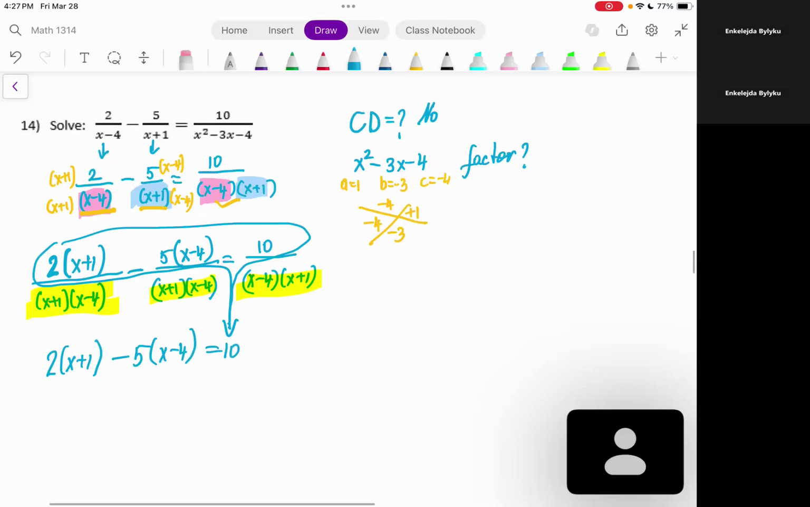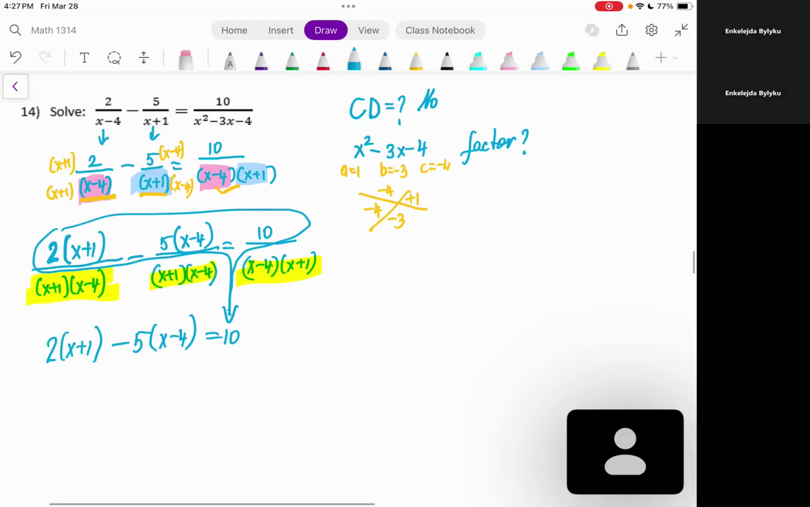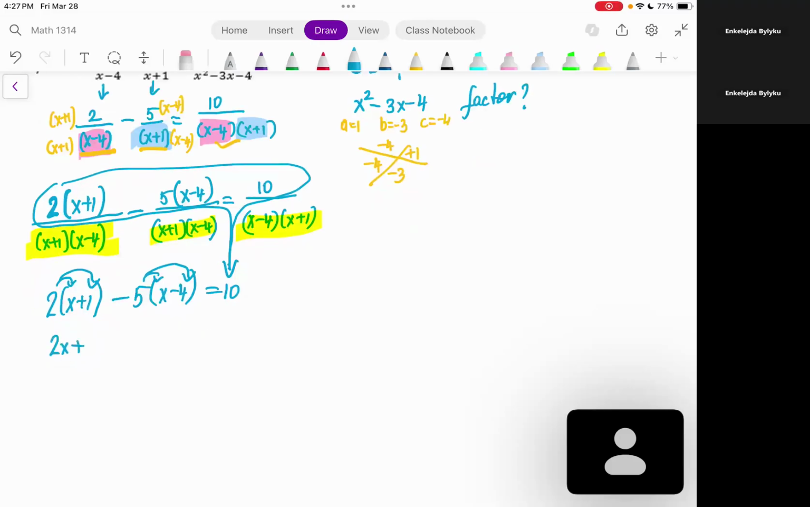Still not a simple equation to solve, but compared to the first one, less intimidating, right? Now I'm just going to solve this as I usually solve equations. Lucky us, this is a linear equation. So first I'm going to use distribution to get rid of the parentheses. We get 2x plus 2 minus 5x plus 20 equals 10. I am going to combine like terms. I see 2x and negative 5x. That's negative 3x. I also see 2 and 20. That's going to give me 22.